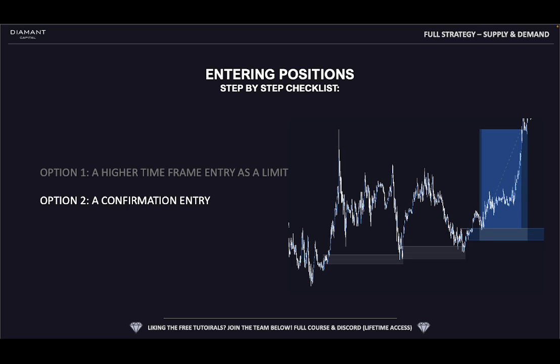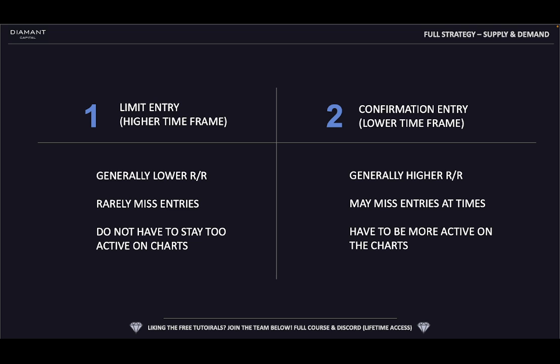Now, as we know, we've got these main two options. Now we have to weigh up both the pros and the cons, and honestly, it just depends on what type of trader you are. For me personally, having the time that I have available, you need to think about your daily life as well. Are you going to be able to sit at the charts, pretty much every day, actively looking for these confirmation entries? Or are you just going to be able to set your limits and let price do its thing?